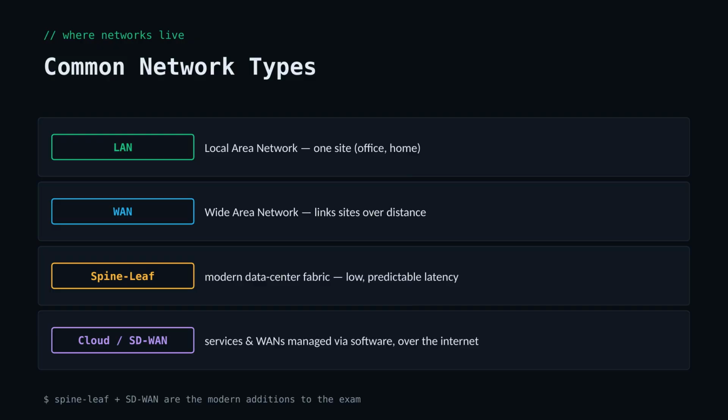Now, those layered designs live inside broader categories of networks, and it's worth knowing where each one fits. A LAN is everything inside a single site, your office or your home. A WAN stretches that reach, linking sites across cities or continents. Spine-leaf is the modern data center fabric, built for low, predictable latency between servers. And cloud, or SD-WAN, is where software takes over, managing services and wide area links over the internet. Spine-leaf and SD-WAN are the newer additions to the CCNA blueprint, so keep them on your radar.